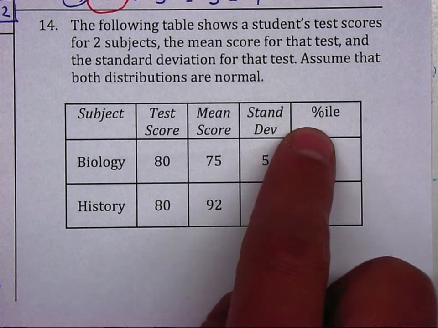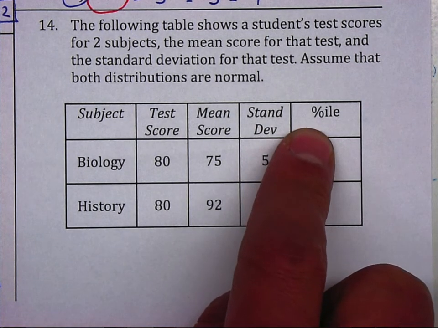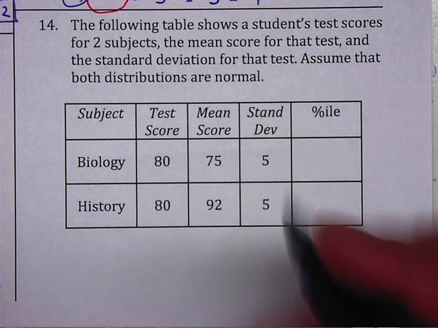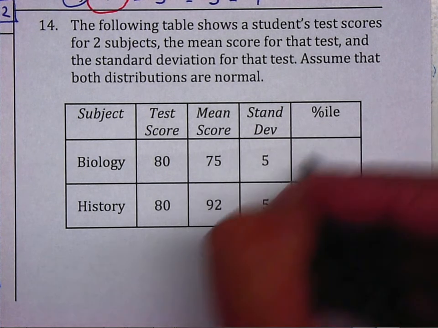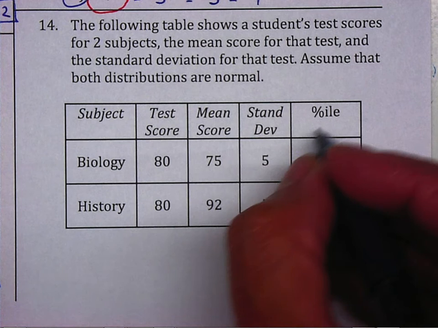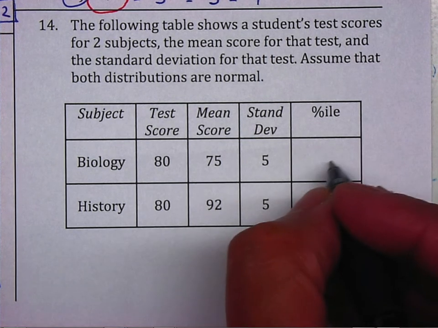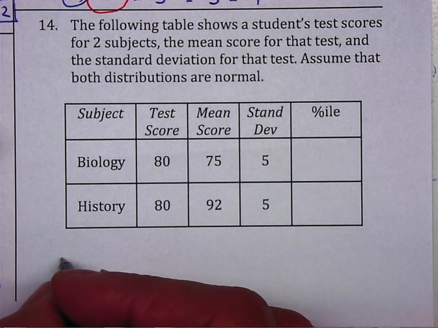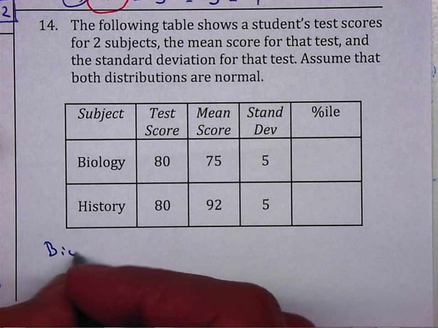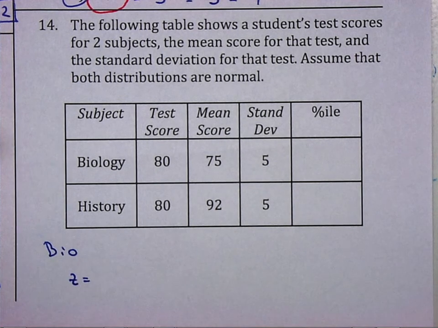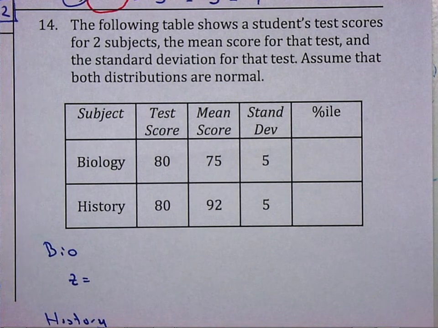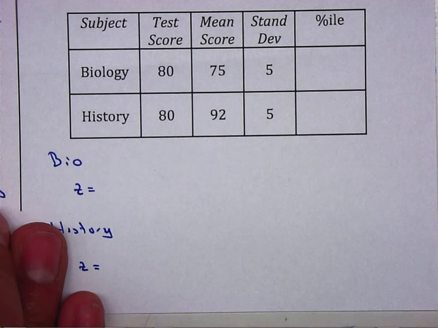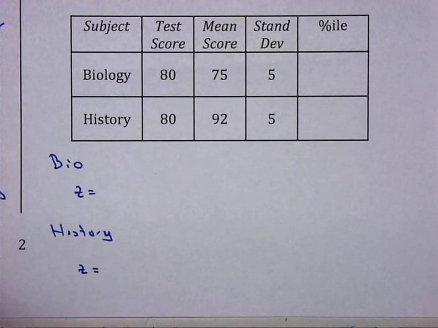They're asking you to find the percentile. But before I find the percentile, I need to be able to find my z-value for each one. And then I can look up the percentile on your chart. So for biology, I'm going to have to find my z-value. And for history, I'm going to find my z-value. And once I have my z-value, then I can look at my percentage in the chart.